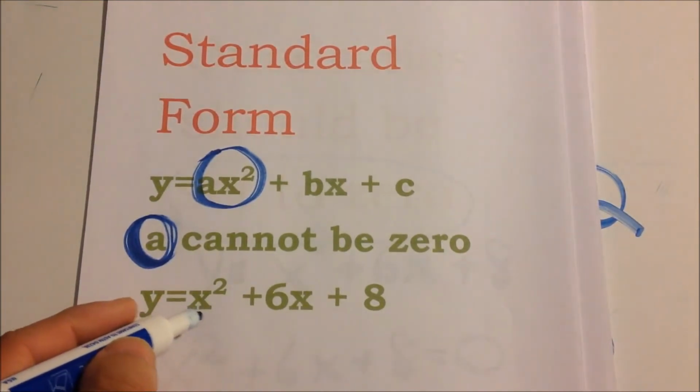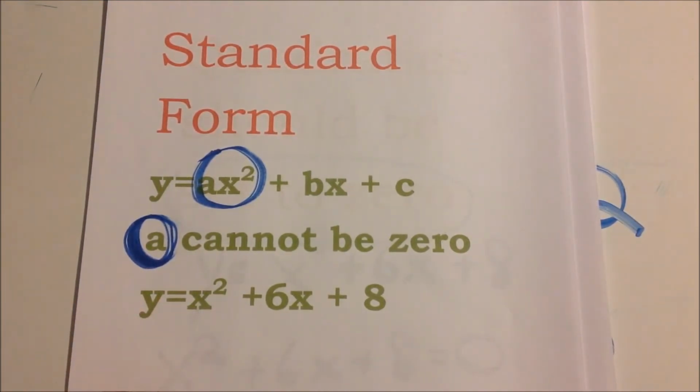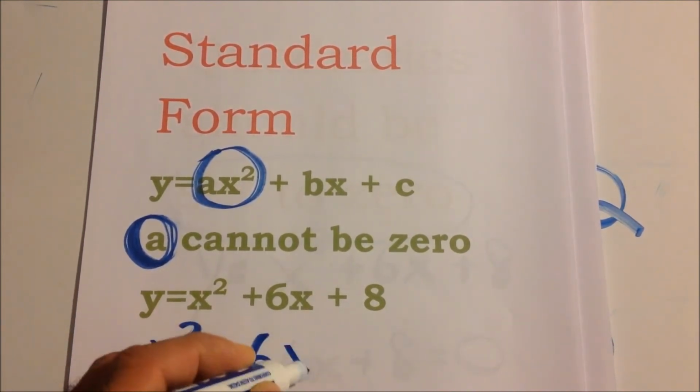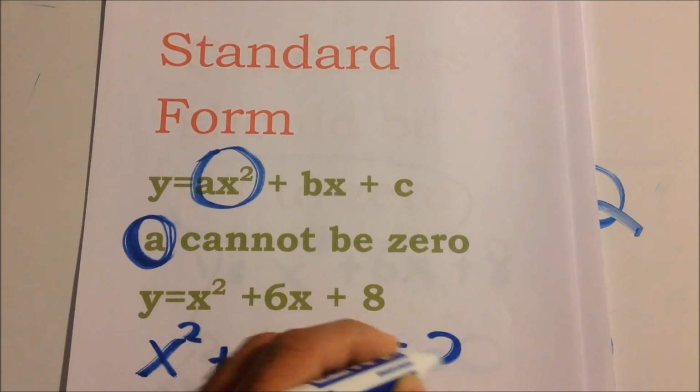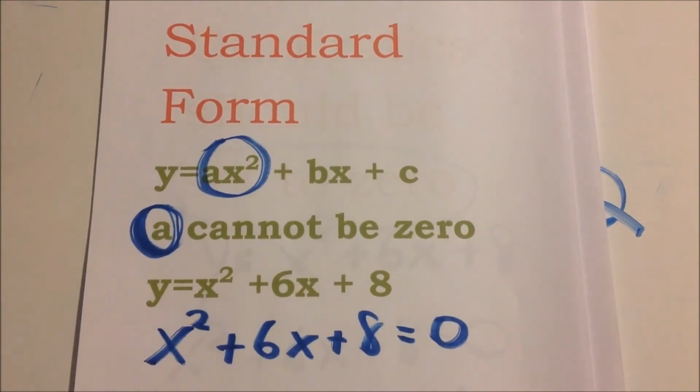In this example here, we have A as 1. We can set it to 0 like we did before. x squared plus 6x plus 8 equals 0. That's what we're trying to do.